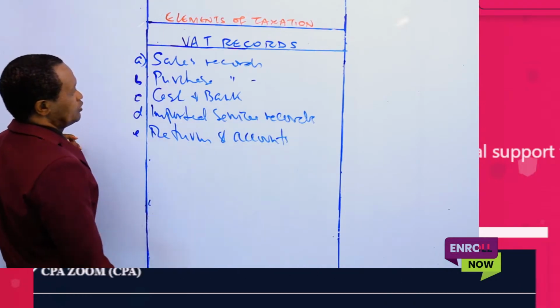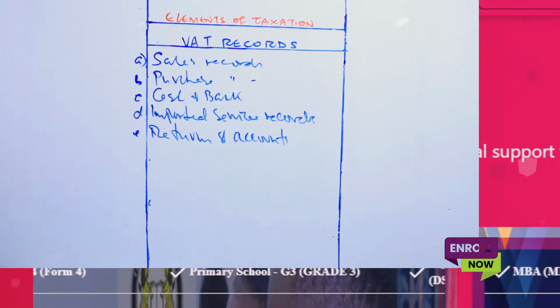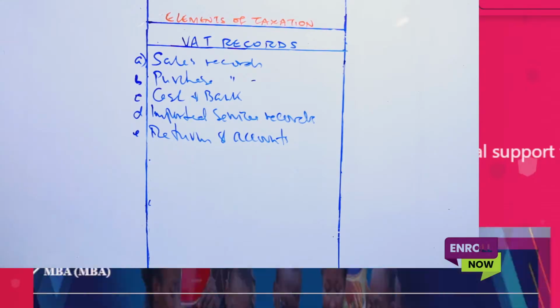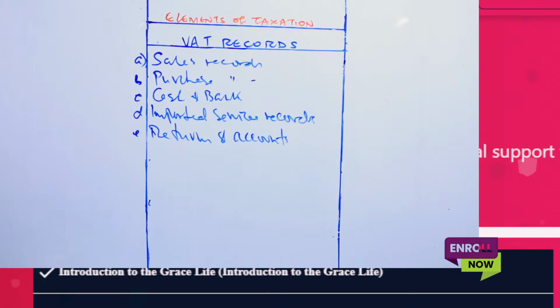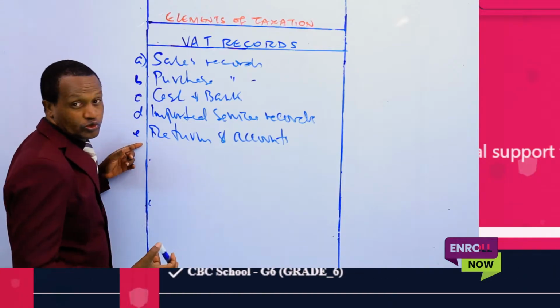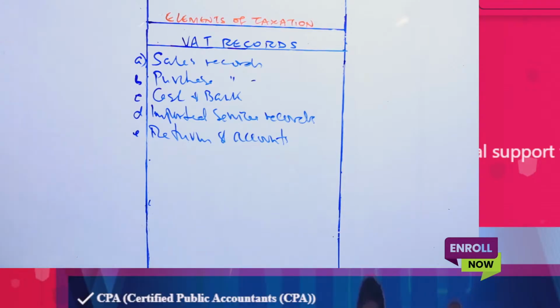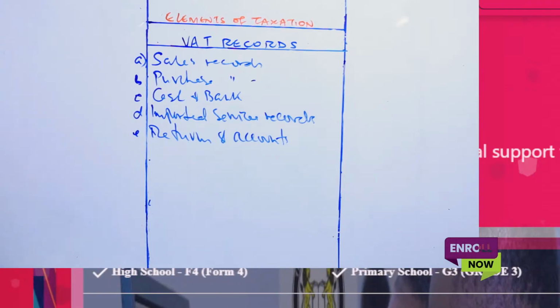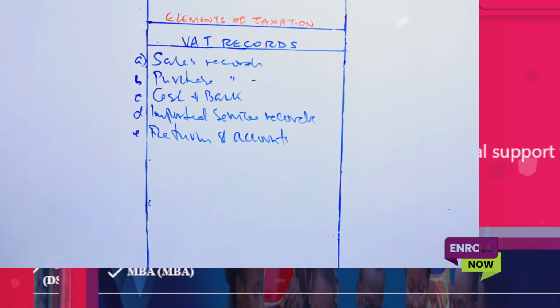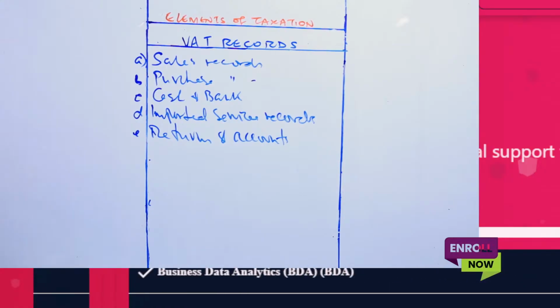Number five, returns and accounts. This is another set of records that are required to be maintained. These are copies of all VAT3 returns filed monthly. Copies of monthly returns should be maintained. We have annual audited financial statements, including the income statement, the balance sheet, the cash flow statement. There is also the VAT refund claim copies, if applicable.